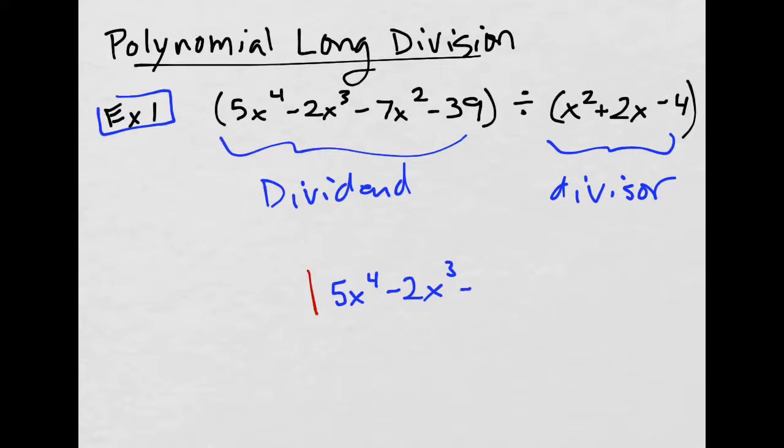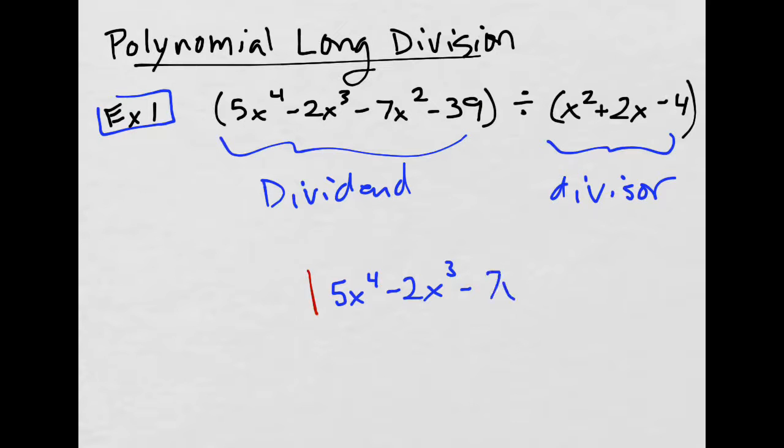Here's one of the steps, though. You have to make sure this goes downwards in descending order and that no exponent is missing. So we have 4, 3, 2, x to the 1. Oh, we're missing an x to the 1. And then no x at all. Okay, so we have to fix that.